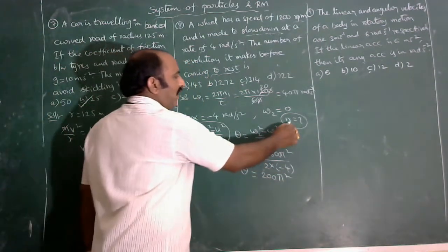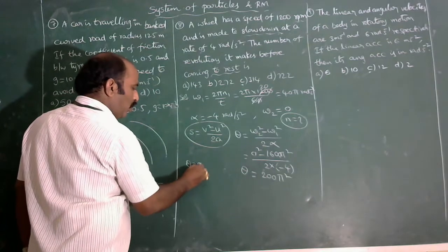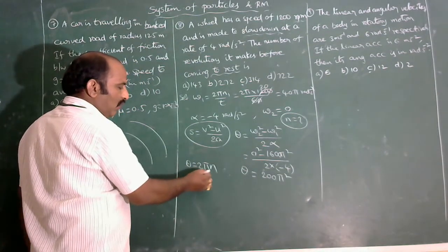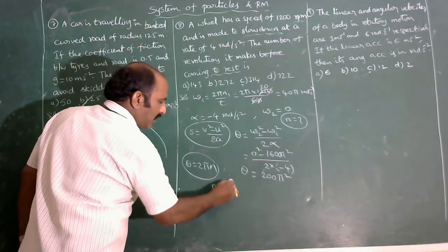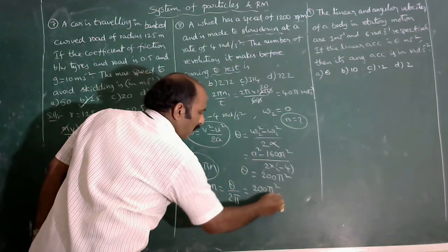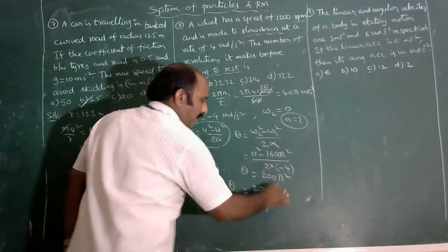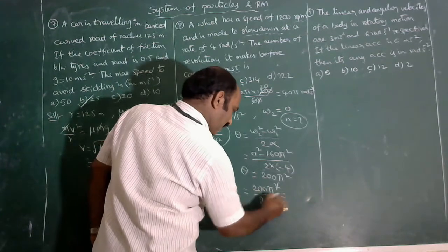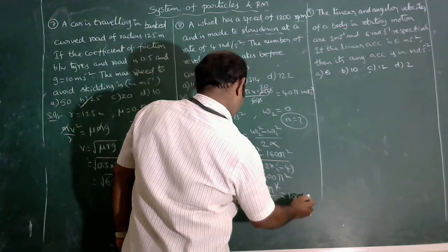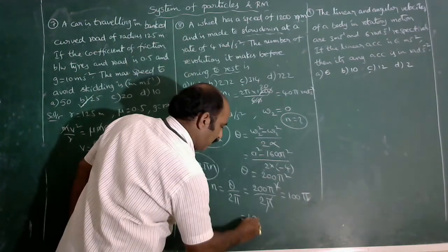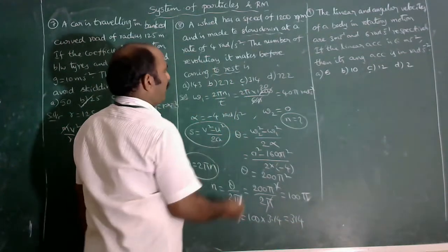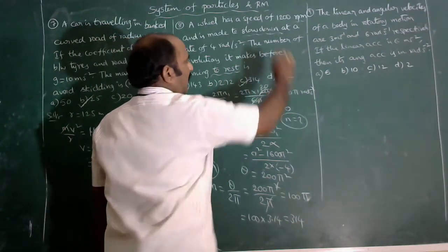Now I want the number of revolutions. You know theta is 2 pi n. Total angular displacement theta is equal to 2 pi n. From this n is equal to theta by 2 pi. Theta value is 200 pi square by 2 pi. Cancelling, here it is 100 pi. Into pi value now 3.14. So totally 314 revolutions made by the wheel. So option C is correct.